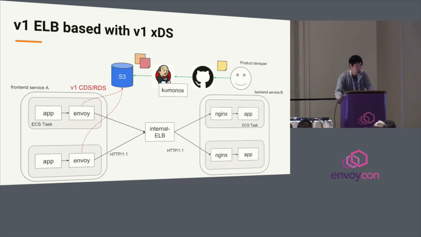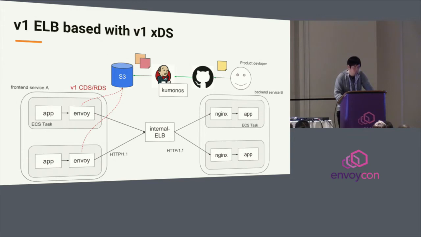And when we push the configuration, a CI task runs and generates V1 CDS and RDS responses, then uploads them to our S3 bucket. Then sidecar Envoys are running in each of our ECS tasks, which are like Kubernetes pods. The Envoys are configured to look at our S3 bucket with the red arrows, so Envoys can fetch their cluster's root configuration from S3.